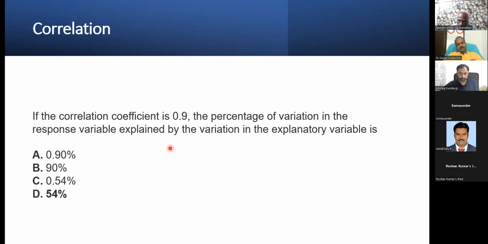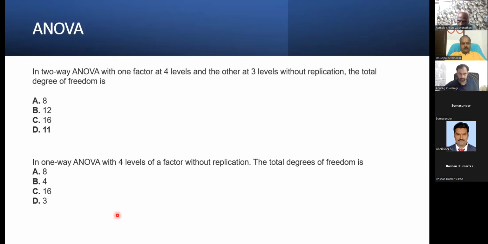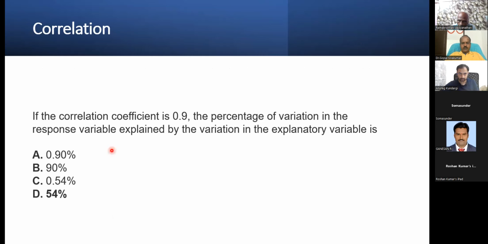I think there is some typo here. So we have to square the correlation coefficient. If we want to find out the impact, we have to square. So 0.9 into 0.9, how much? 81%, right?